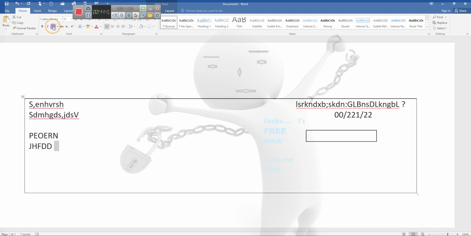I click underline. You see how I highlight it from here forward? And then I click underline. This is what happens when I write down the dollar amount in capital letters. Uh-oh, it didn't do it. Sorry. It was supposed to underline it. So let's do that right.